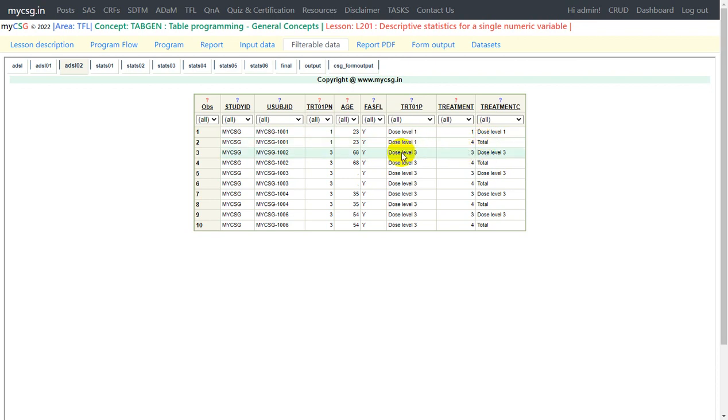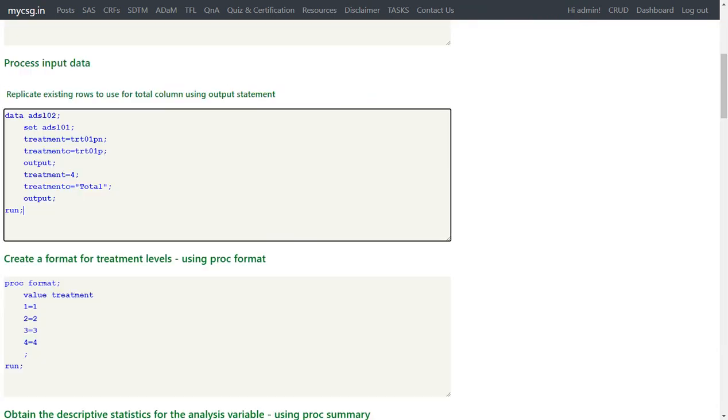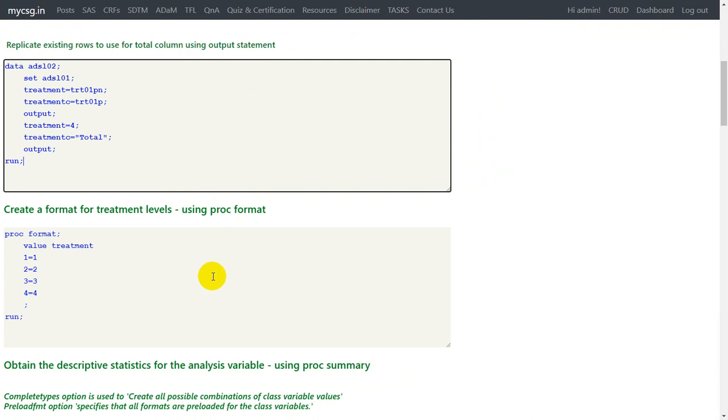Similarly, when this subject is being processed using the treatment variable, it will get counted under dose level 3 and also under total. So I am replicating the rows so that each subject gets counted under total and also under each dose level in which they were part of. Now let's move back to the program and see what is being done.